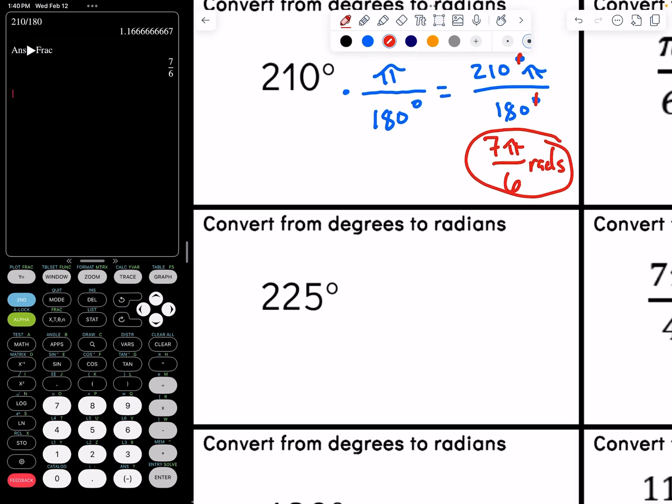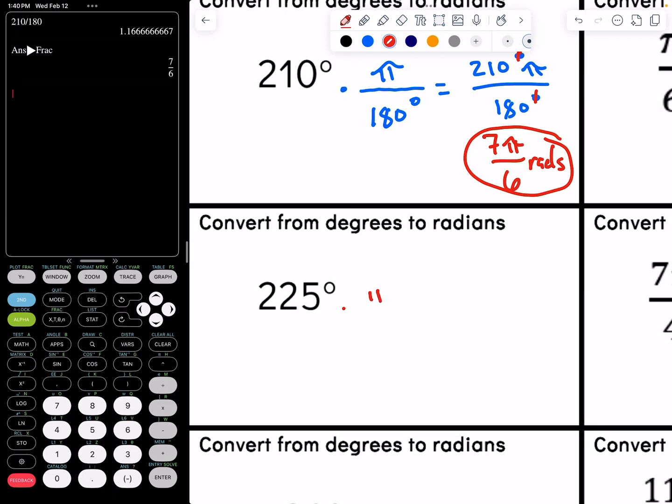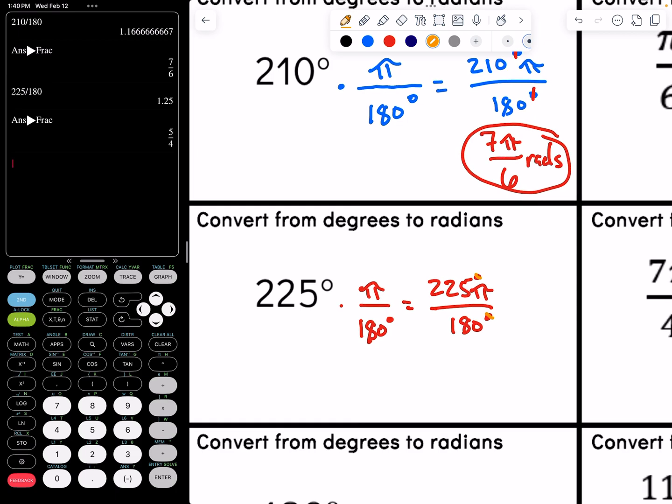Okay, down here, same thing, pi over 180 degrees, because I need to cancel out those degree symbols. 225 times pi over 180 degrees. I do need to cancel those degrees out. 225 divided by 180 equals 1.25, and then I'll hit math frac: 5 pi over 4 rads.